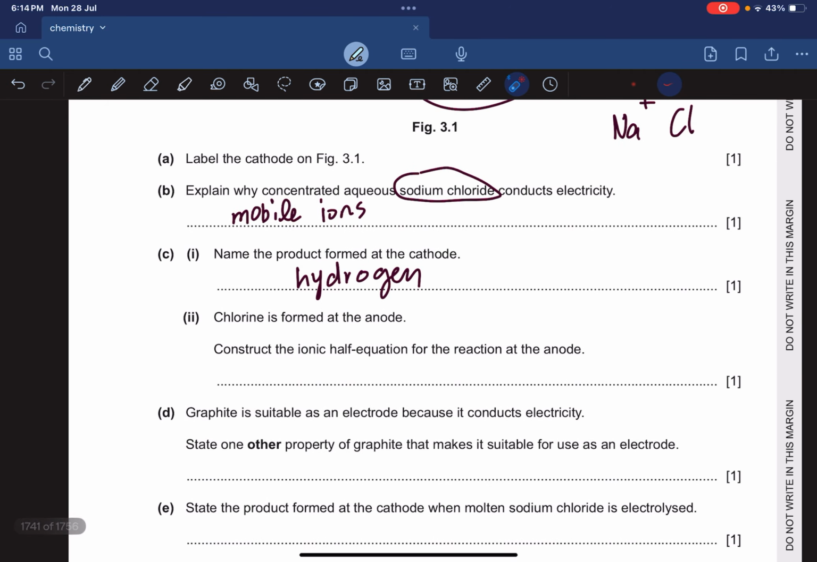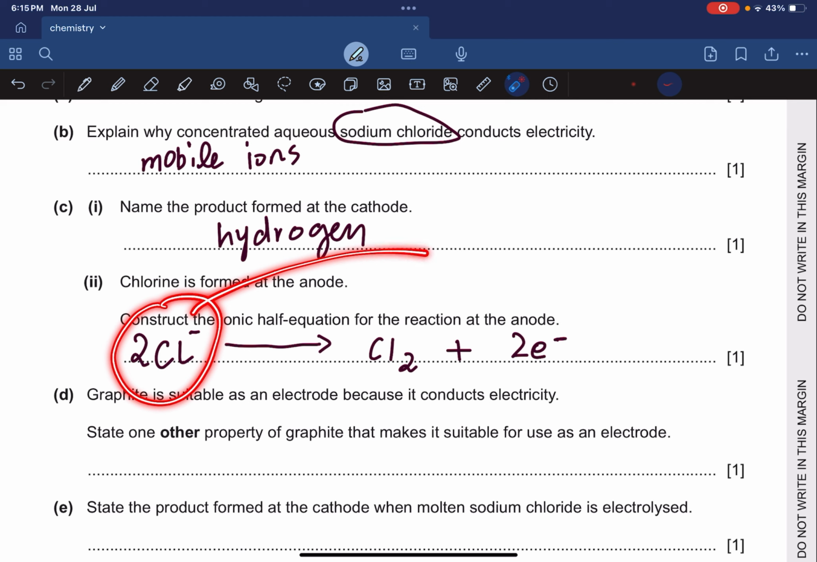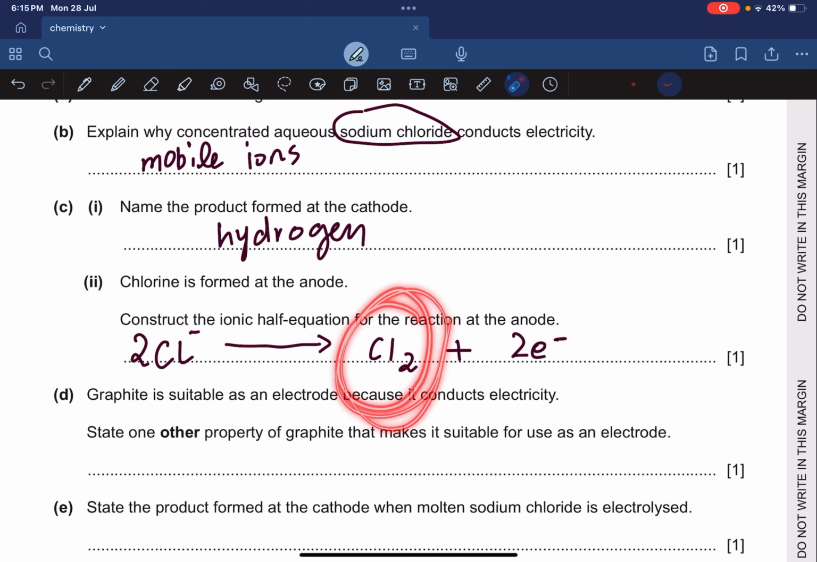Construct the ionic half equation for the reaction at the anode. So we have chloride ions, Cl-. They have this additional electron, so they have to lose it. So chlorine is going to lose the electron, and it's going to form Cl2 gas. Because it's a gas, we write the 2 over here. That's important because it exists in molecular form. Plus 2 electrons it has lost, so we need 2 chloride ions. Each one's going to lose 1 electron. In total, we're going to have a loss of 2 electrons, because we have 2 ions and each ion is going to lose 1, and we form Cl2 gas.